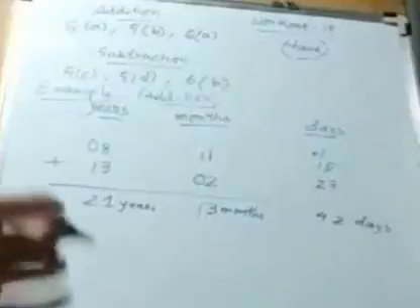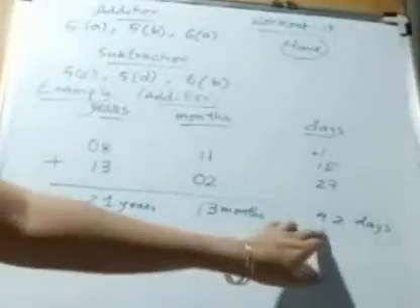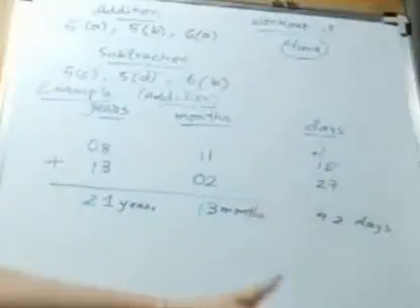Now what we have to do? You know that in one month there is 30 days, not 42 days. That means it is much more than 30 days. That means in 42 days there is 1 month as well as 12 days.